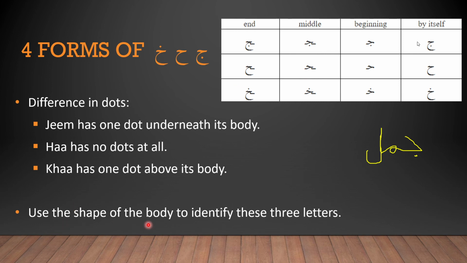Use the shape of the body to identify these three letters. In the Arabic language, you will not always have so much time to think, okay, there's Jeem, it has an arc, it has not an arc, so there's no Jeem. You can't do that. Instead, the easiest way to identify the alphabets is by memorizing this table and applying it in normal Arabic text. So always remember the shape of these bodies, because that's what will help you in Arabic text, and you will not have to waste much time identifying the bodies.